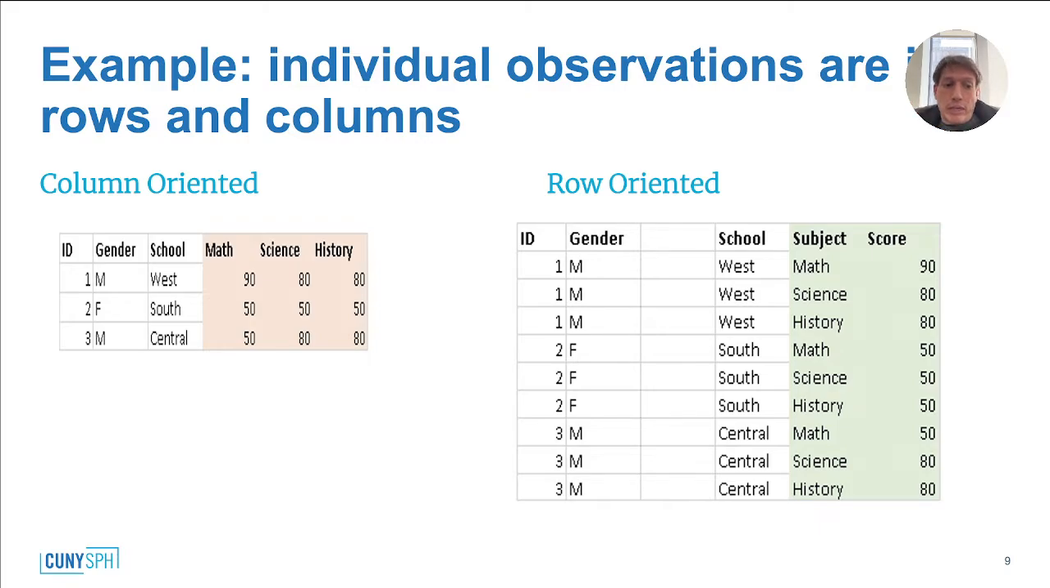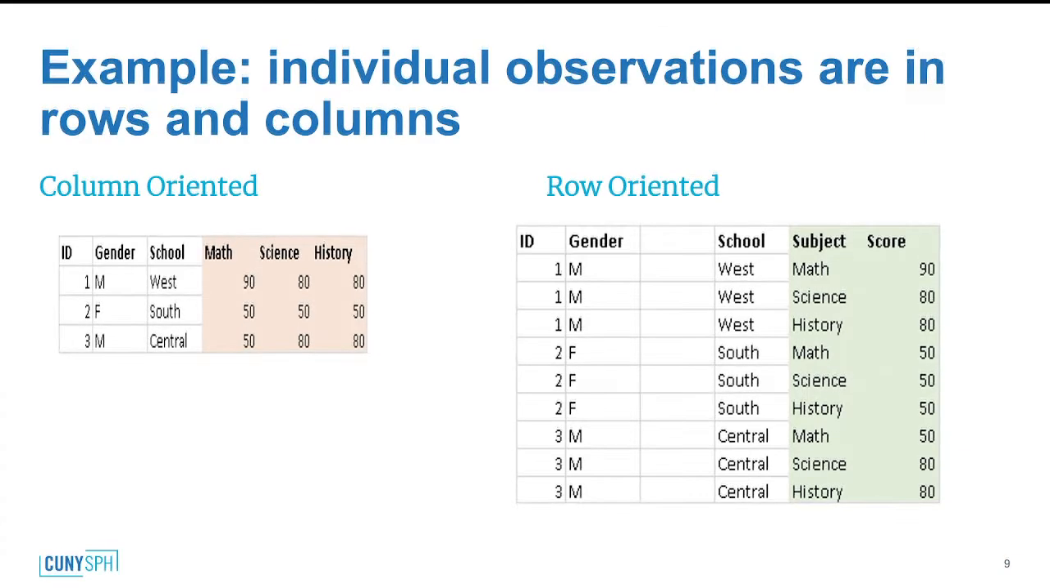We can have data storage that is column oriented, or we can have data storage that is row oriented. Column oriented is basically, as we see here, that the variables are organized in columns and our units of analysis are organized in rows. When we have row-oriented data, we are going to have different effects. In this case, our observation is the score for an individual subject, and the variables are the other ones.